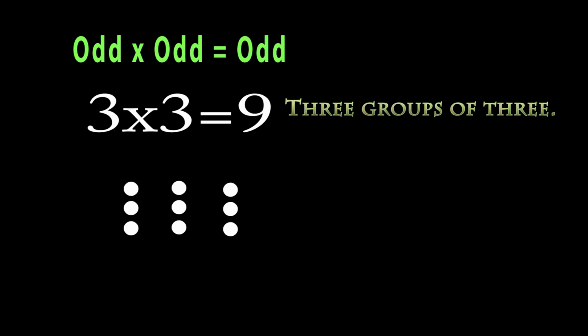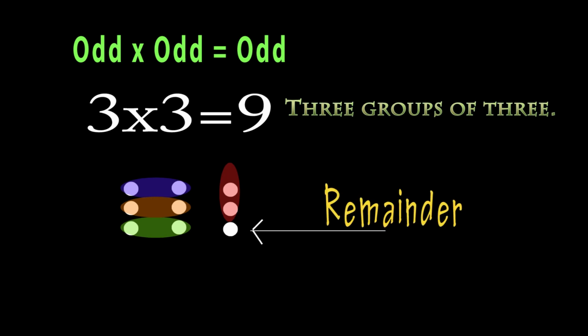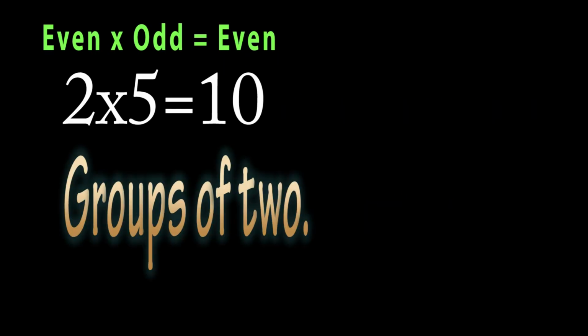However, if you multiply two odd numbers and you try to pair up each number, you'll always have one left over with no pair. So if you multiply an odd number by an odd number, your product will be odd. But what about if I multiply an odd number with an even number? Well, it will always be an even product, because if you multiply an even number, it has groups of 2. And all you're doing is making more and more groups of 2.